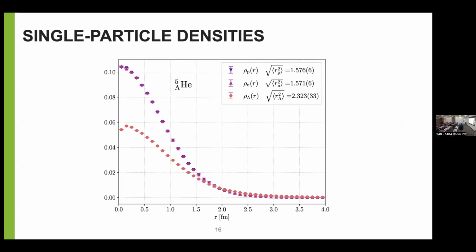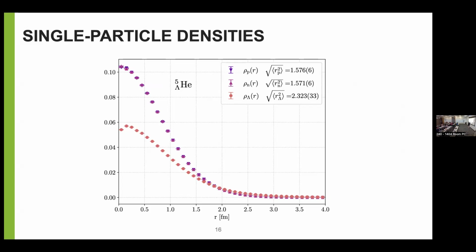And then there is some physics, right? This was already physics, but there is something else. The interaction between lambda and a neutron, or lambda and a proton, is attractive, but not as attractive as the proton-neutron interaction, for example. So here I'm plotting the single particle densities, so the probability of finding a proton or a neutron or the lambda particle from the center of mass of the nucleus.